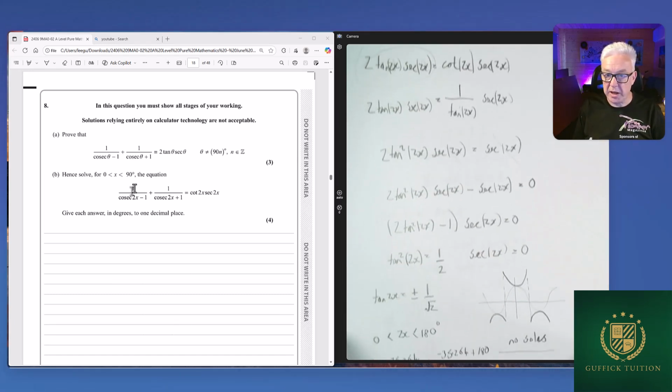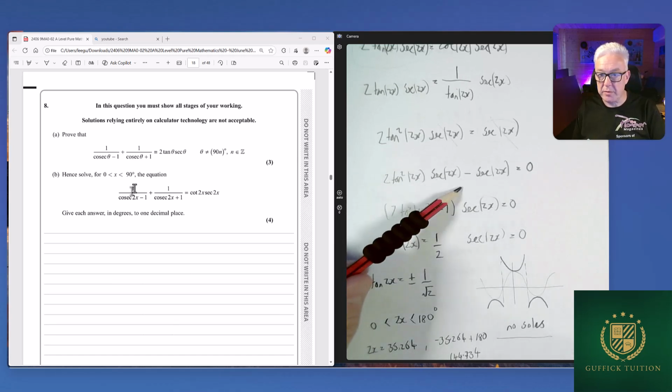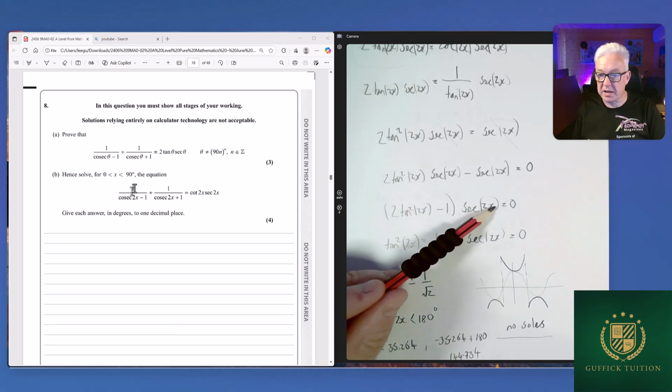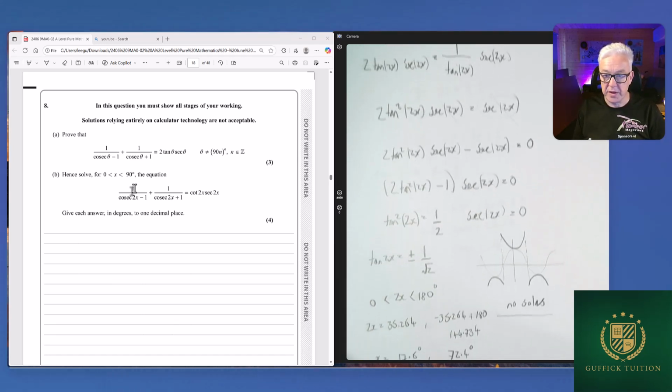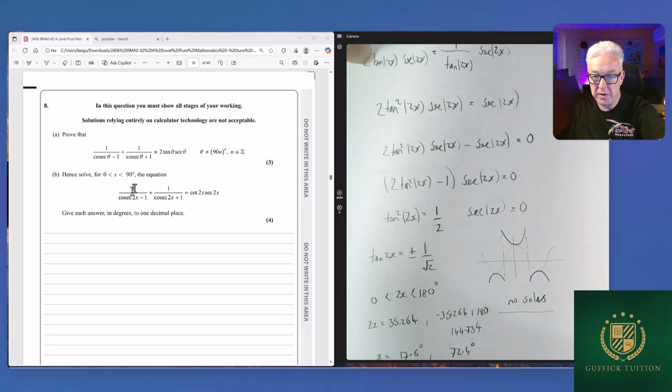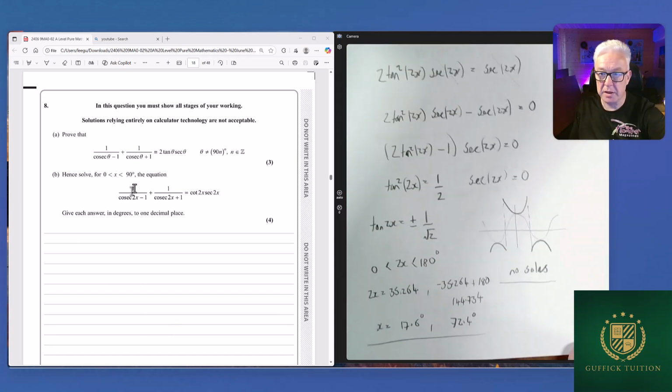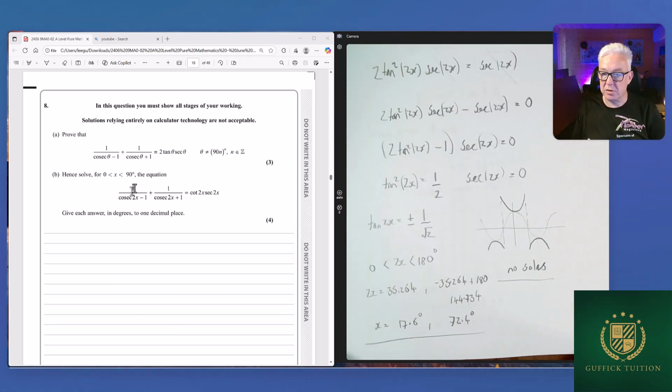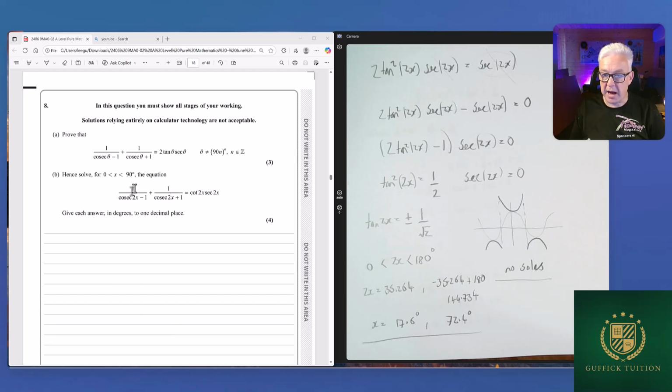So you take the whole thing over to one side, and as I just said a moment ago, you factorize out the common factor of sec 2x. So this is looking quite nice now. We've got our 2 tan squared 2x minus 1 and sec 2x. Let's do the sec 2x first.